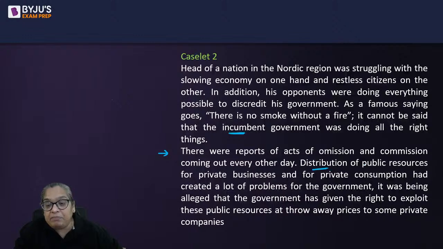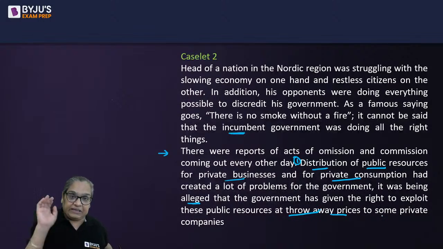Distribution of public resources for private businesses and private consumption had created a lot of problems for the government. Can you believe it? You are distributing public resources meant for everybody to private businesses and for private consumption. It was being alleged, that means it hasn't been proved, but people have been saying that the government has given the right to exploit public resources at throwaway prices to some private companies.